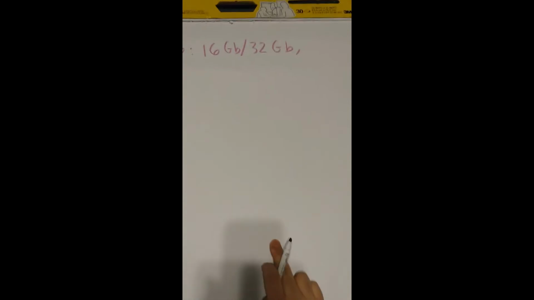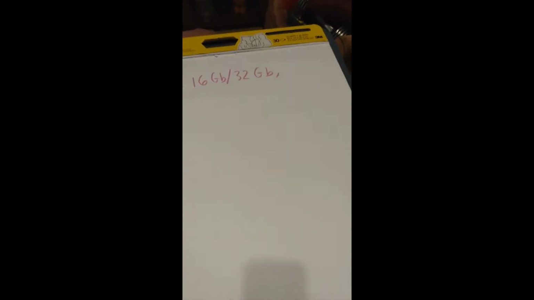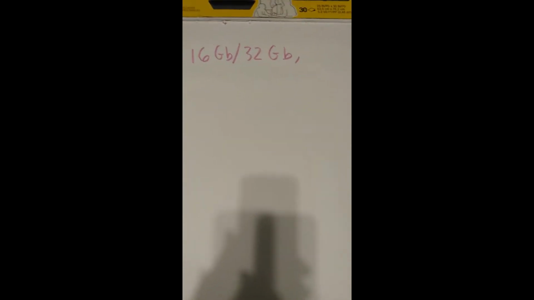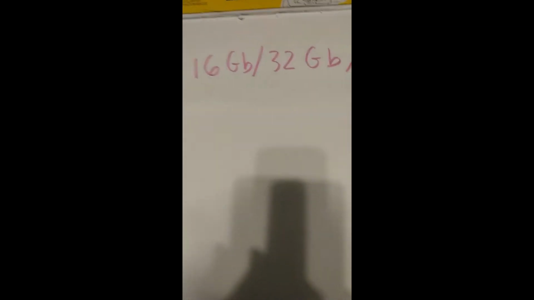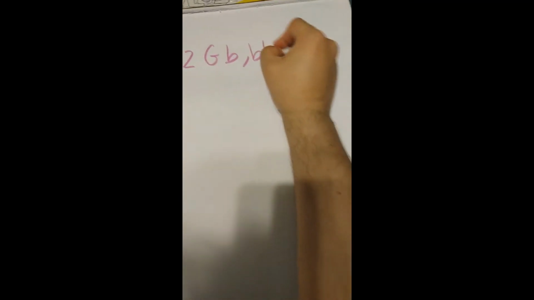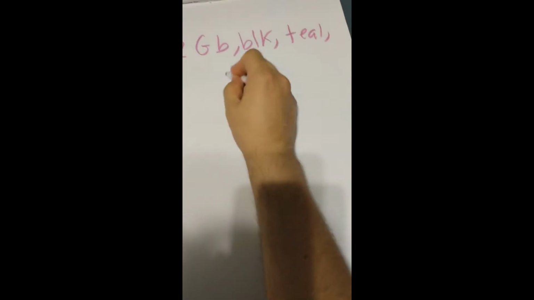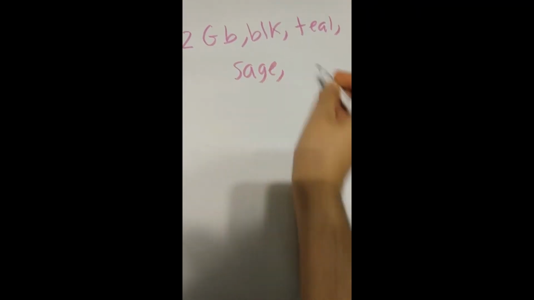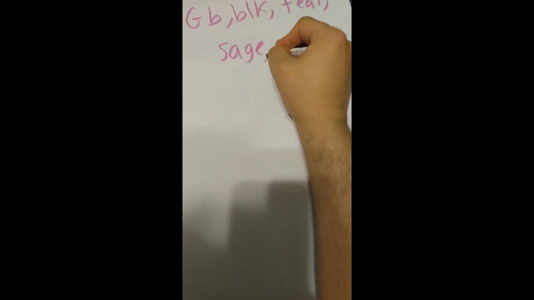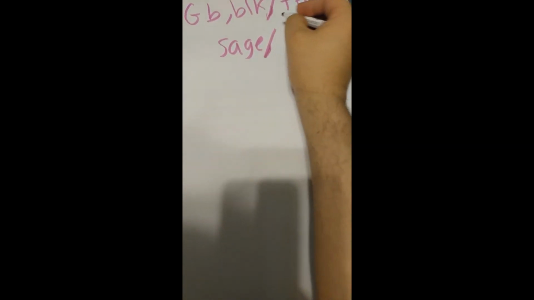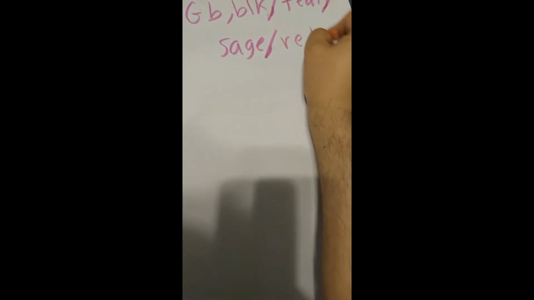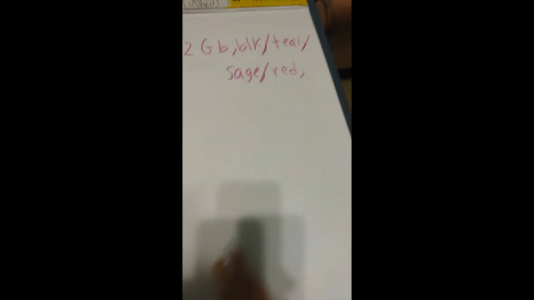Also, we have a selection of colors that are available in all the different brands that they carry. We're going to be able to pick from a black phone, a teal phone, a sage phone, and a red phone. And I'm going to put a little slash to indicate that these go in the same category. And here's red, okay? Comma.